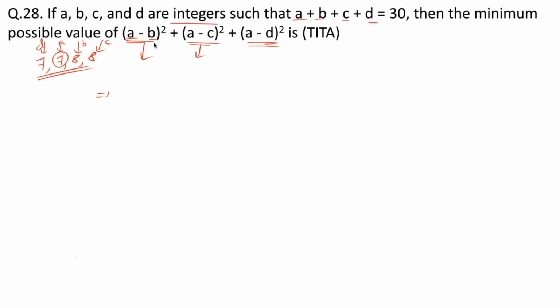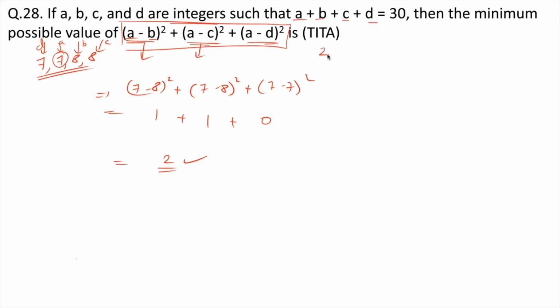So A minus B the whole square will be 7 minus 8 the whole square, plus A minus C the whole square is again 7 minus 8 the whole square, and A minus D the whole square is 7 minus 7 the whole square. This is 1 square 1, 1 square 1, 0 square 0. 1 plus 1 plus 0 is 2. That means the minimum possible value of this entire expression is 2. You can cross-check by taking any other values possible for A, B, C, D. You will end up with the same answer, 2 in every case. So the answer here is 2.